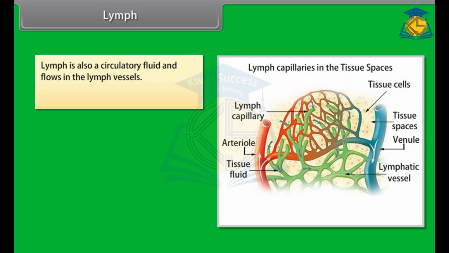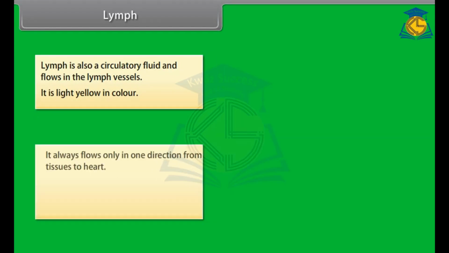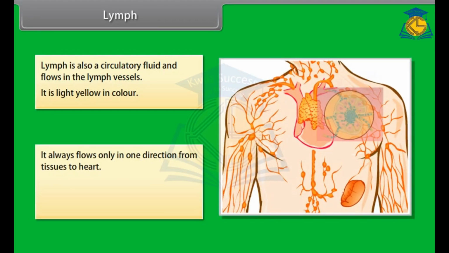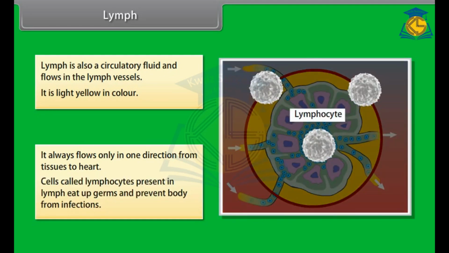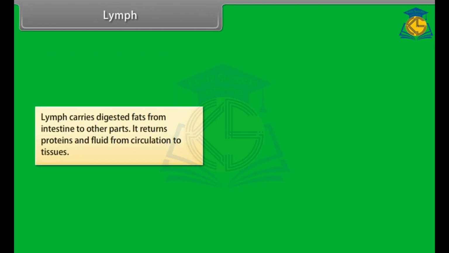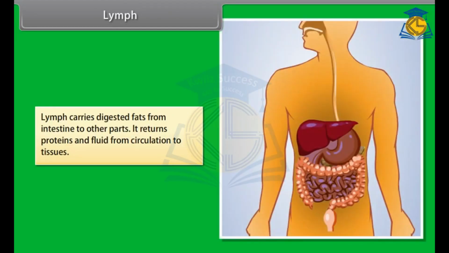Lymph. Lymph is also a circulatory fluid and flows in the lymph vessels. It is light yellow in color. It always flows only in one direction from tissues to heart. Cells called lymphocytes present in lymph eat up germs and prevent the body from infections. Lymph carries digested fats from the intestine to other parts. It returns proteins and fluid from circulation to tissues.